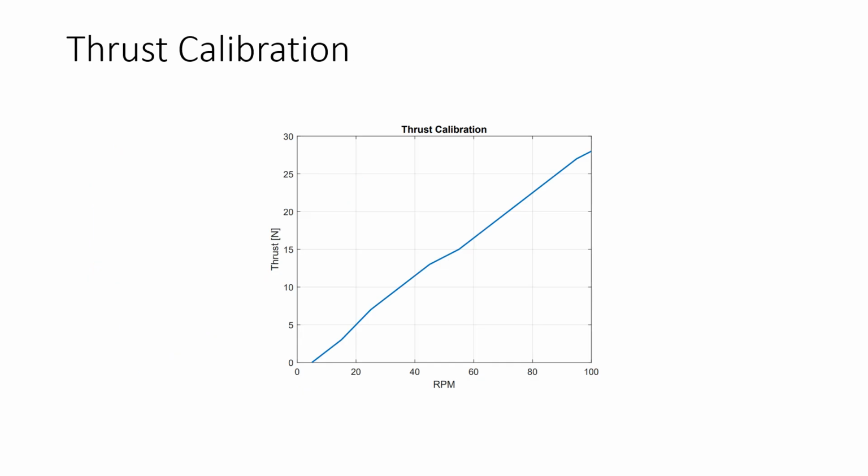Now looking at thrust calibration. As you can see, as RPM increases, so does thrust, up until a maximum value of 27 newtons at 100 RPM. At 5 RPM, the value of thrust drops to 0.